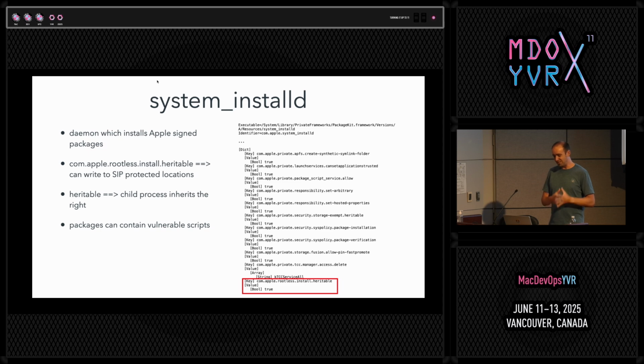So the idea is that many of the packages that are being installed will be installed by system install D, and if those packages contain scripts, those scripts will be spawned by system install D. And if those scripts have vulnerabilities, we can basically gain access to this special right.